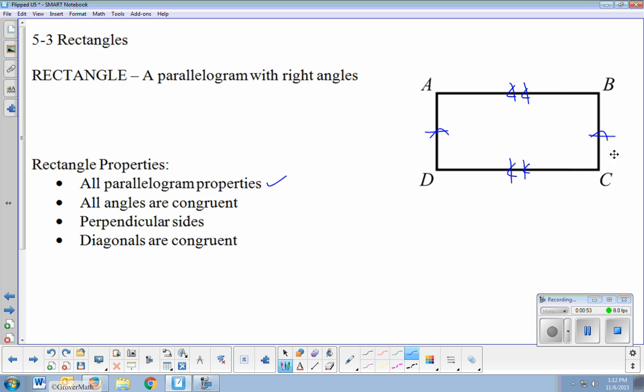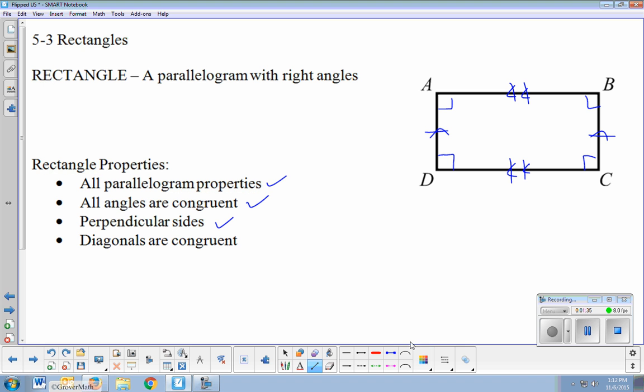Now, in a parallelogram, opposite angles are congruent. But for a rectangle, we actually change that to all angles are congruent. And the reason all the angles are congruent is because the sides are perpendicular. And perpendicular sides form right angles, as we know. So, since they're all right angles, they are all congruent. All the angles are 90 because all the adjacent and consecutive sides are perpendicular. So not just opposite angles congruent, but all angles congruent in a rectangle because the sides are perpendicular.